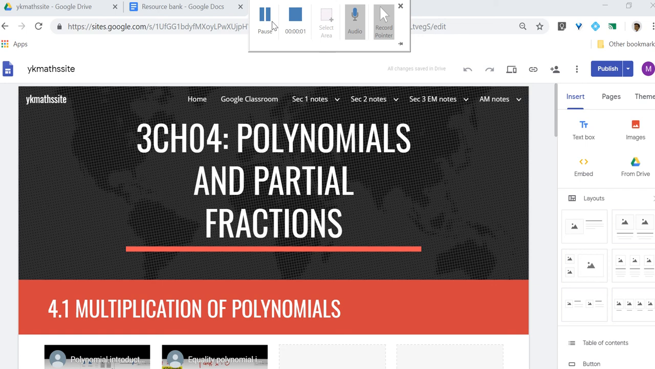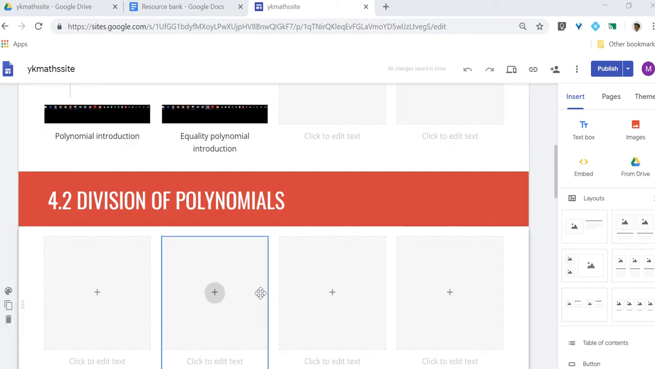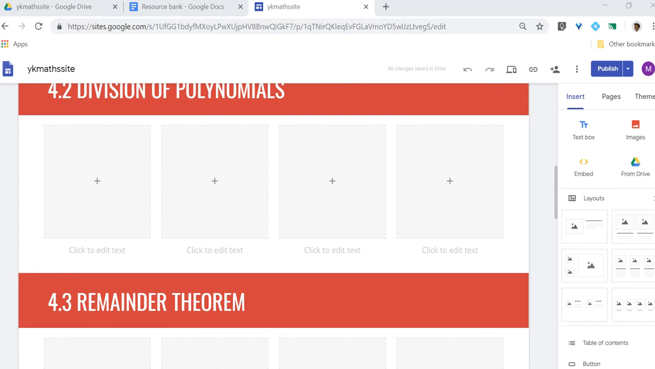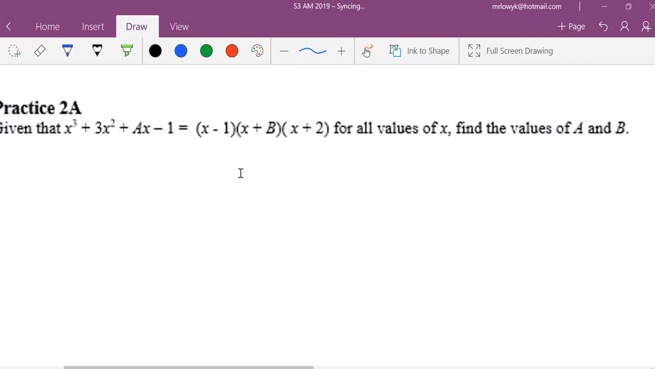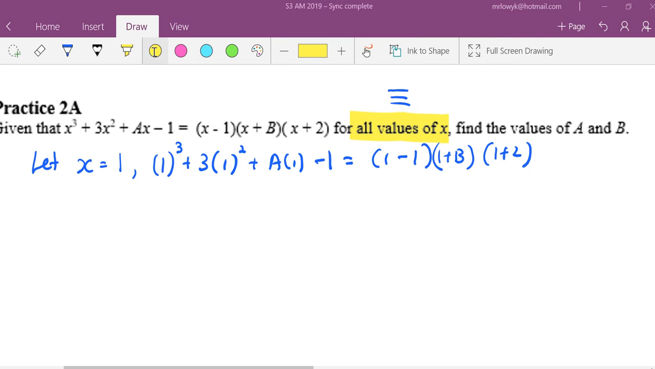Right, we are still on set 3 A max polynomial. We are now doing equality of polynomial. Alright, practice 2. Right, so when you sub x equals to 1, sometimes you're not sure, you can just try. You see that 1 minus 1 is 0, right? So this thing is 0 already. So then you work out lor.